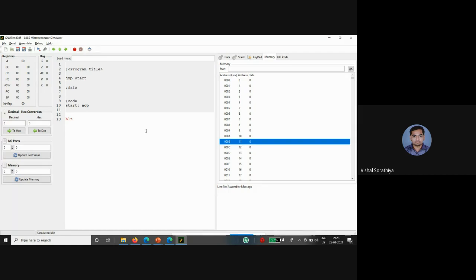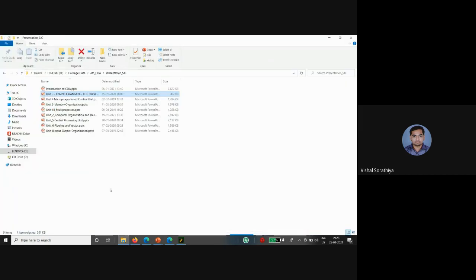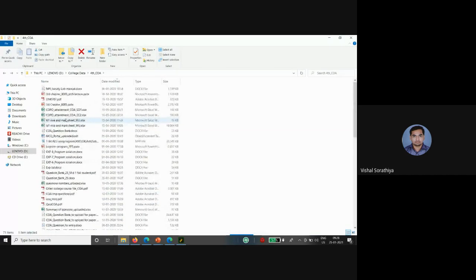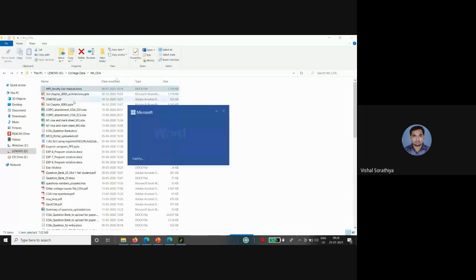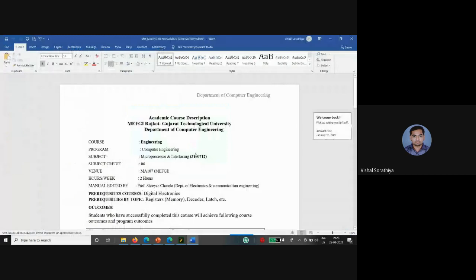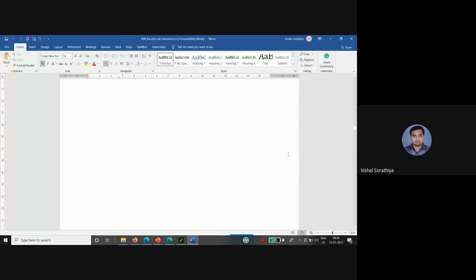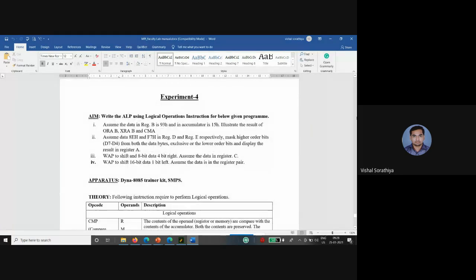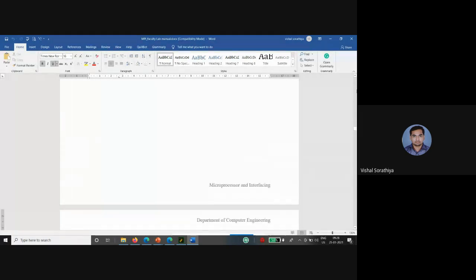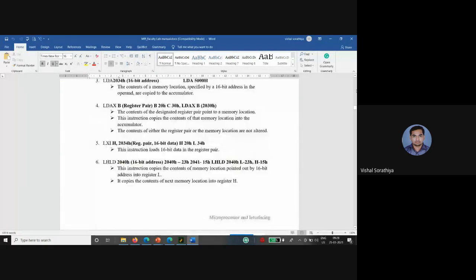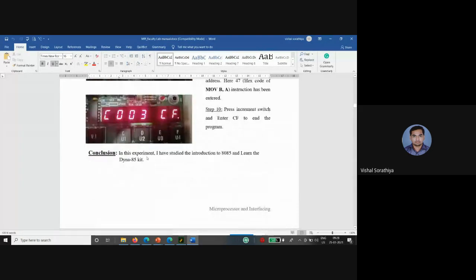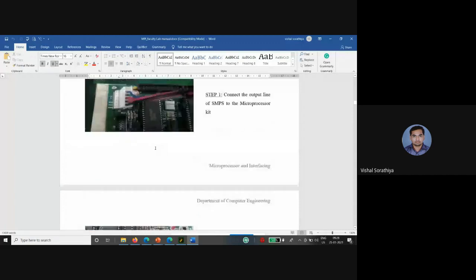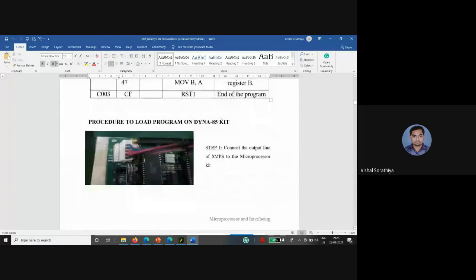What do you mean by a machine language program? For that, I will go to the experiment list, where I have already shown you one particular thing. Yeah, so in the first experiment, I gave you a brief idea on this hardware kit, if you have seen this hardware kit in the first lecture.